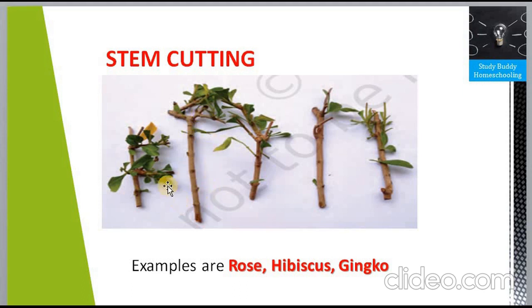So all you have to do is take a good stem cutting with 3 or 4 nodes, and place them in the soil with one of the nodes covered inside the soil. So after some time, this cutting will give rise to a new plant. So this is how rose and hibiscus are generally grown in our homes, through stem cutting.